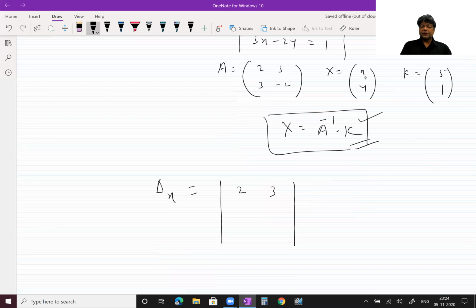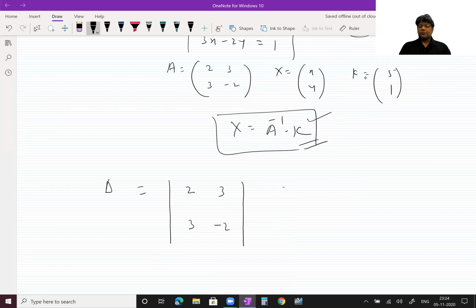2, 3, 3 minus 2. Sorry guys, this is delta, the main determinant. Now, next again delta x. And how will you obtain this?